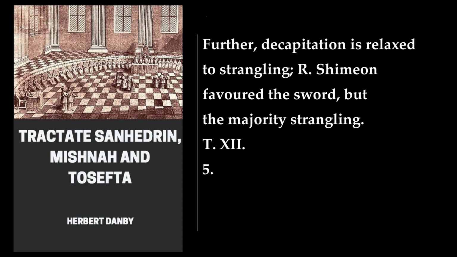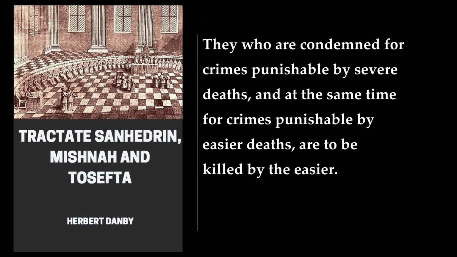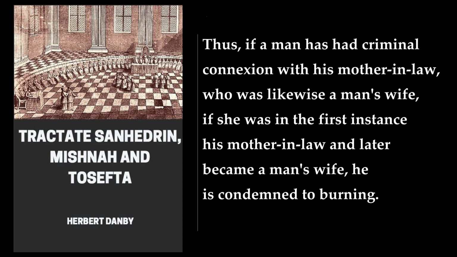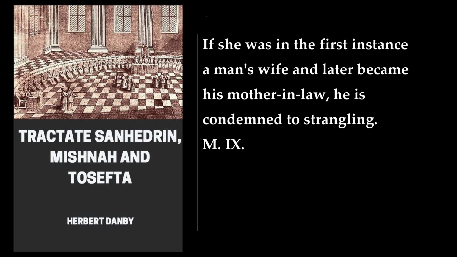T. 12. 5. They who are condemned for crimes punishable by severe deaths, and at the same time for crimes punishable by easier deaths, are to be killed by the easier. Jose says strangling is the easiest death. Jose said, further, the culprit is condemned for the first crime of which he was guilty. Thus, if a man has had criminal connection with his mother-in-law, who was likewise a man's wife, if she was in the first instance his mother-in-law and later became a man's wife, he is condemned to burning. If she was in the first instance a man's wife and later became his mother-in-law, he is condemned to strangling.